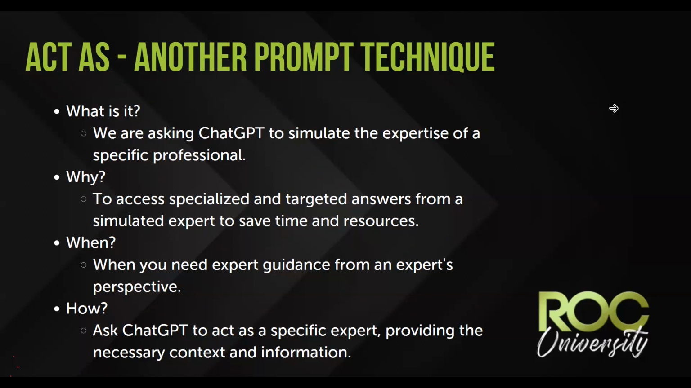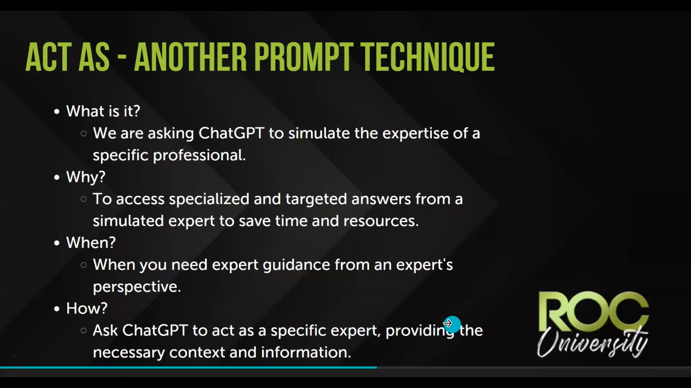But why would you want to tell it to act as, right? To access specialized and targeted answers from a simulated expert to save time and resources. So for our industry, something that you would tell it to act as is maybe digital marketing expert. SEO expert, right? Search engine optimization. Those items would be very relevant for our industry. And you use it when you need expert guidance from an expert's perspective. So we're going to ask ChatGPT to act as a specific expert, providing the necessary context and information.